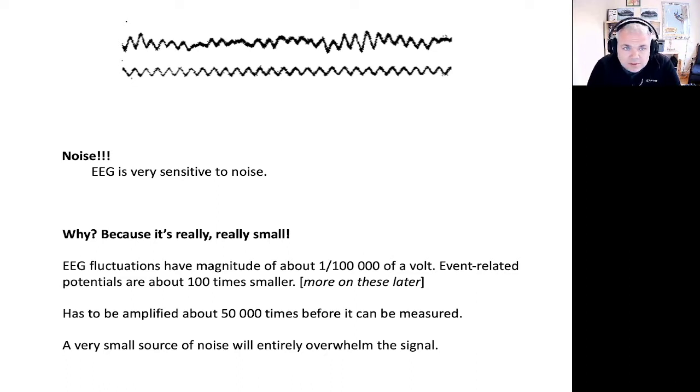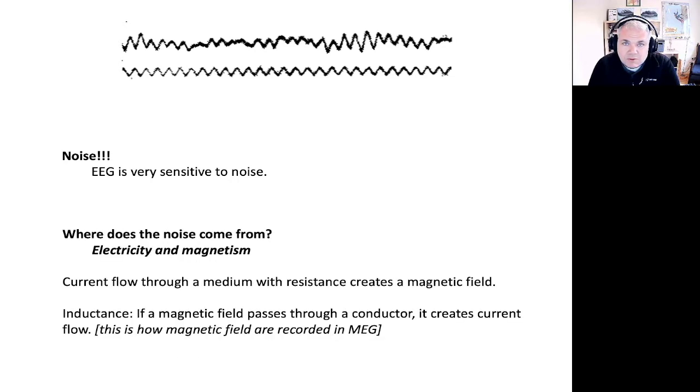There are other sources of noise. Even if we have this reference electrode and this recording electrode, where we're looking at the difference between those two proximal electrodes, noise can still impact the signal. Because EEG is so very, very small, it has a magnitude of about 1/100,000th of a volt, and event-related potentials are even smaller than that. We'll talk about ERPs a bit later on. The EEG signal has to be amplified about 50,000 times before it can be measured and worked with. And so a very, very small amount of electrical noise will entirely overwhelm the signal.